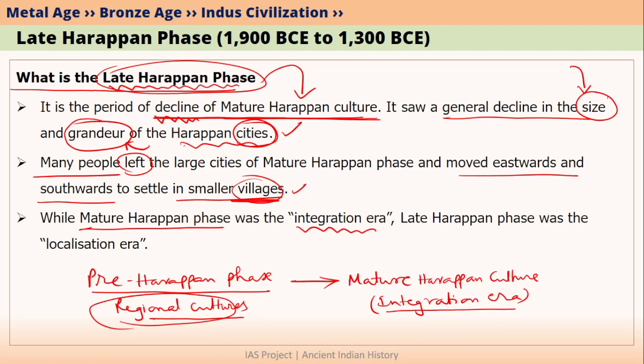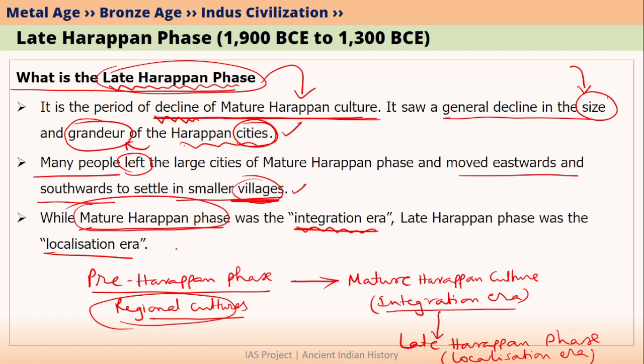However, what happened in late Harappan phase was, people left the cities and went to live in the villages. In the villages, they formed their own different cultures. In the villages, the new culture was not integrated anymore. That is why we call late Harappan phase as a localization era or a localization period. So I hope you got the meaning behind integration era and localization era. Integration era mainly applies for mature Harappan phase, but localization era applies for late Harappan phase.